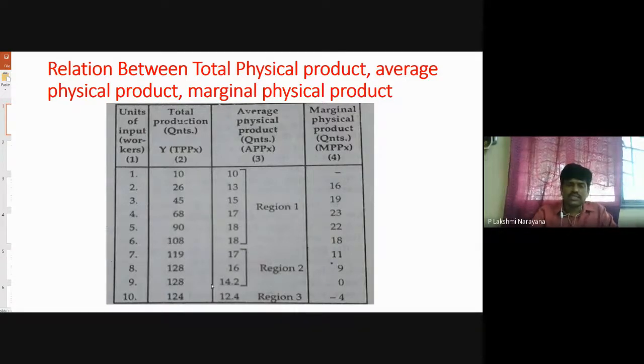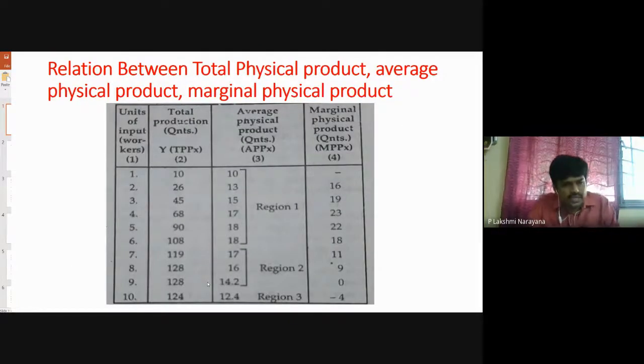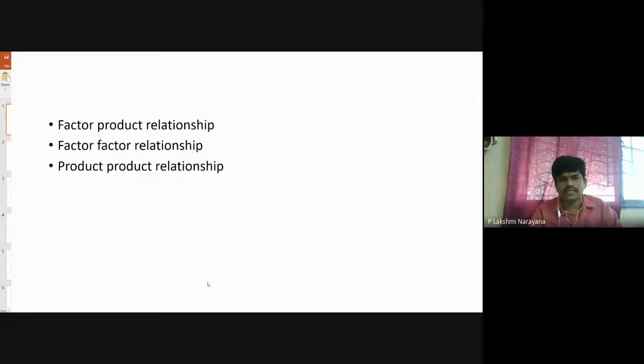At the same time, this data you can use in a diagram. You can arrive at this diagram also. So in microeconomics, you can say this theory is the diminishing marginal utility theory, the apple fruit theory. In agricultural economics, the same theory we can express in this way. In the next class, you can learn about factor-product relationship, factor-factor relationship, and product-product relationship.